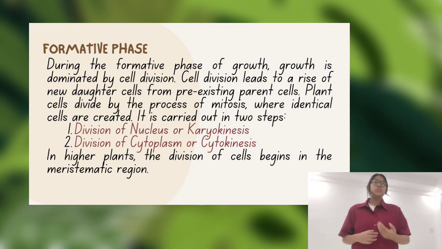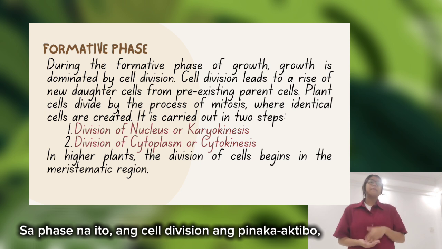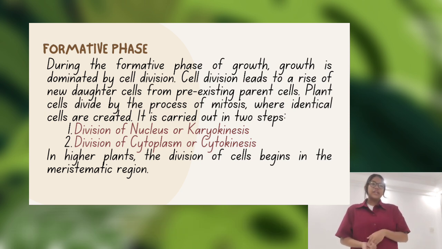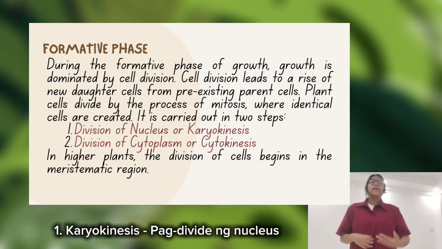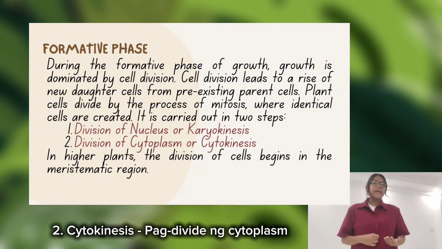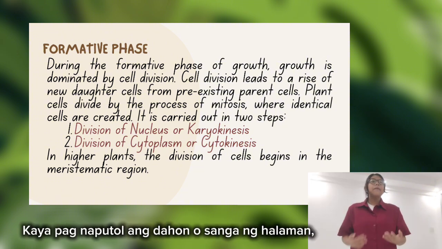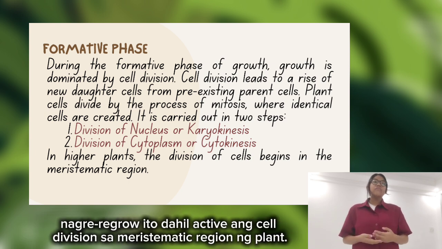It is carried out in 2 steps. Number 1 is the division of nucleus or karyokinesis, while number 2 is the division of cytoplasm or cytokinesis. In higher plants, the division of cells begin in the meristematic region. Sa phase na to, ang cell division ang pinaka-aktibo. Ang karyokinesis ay ang pag-divide ng nucleus, while cytokinesis naman ang pag-divide ng cytoplasm. Kaya pag napulot ang dahon o sanga ng halaman, nagre-regrow ito dahil active ang cell division sa meristematic region ng plant.